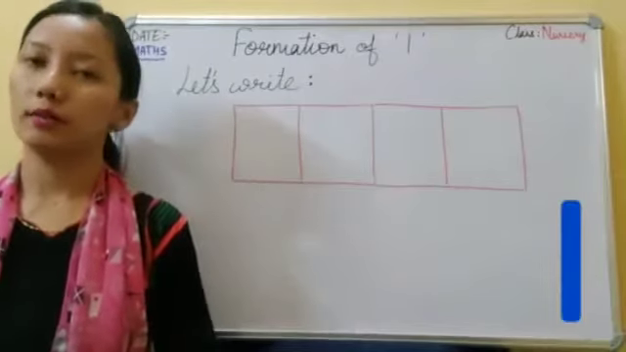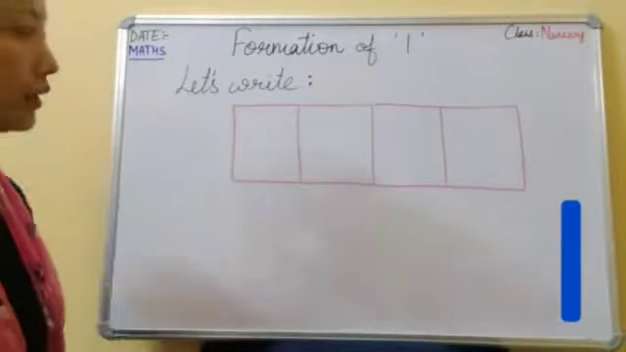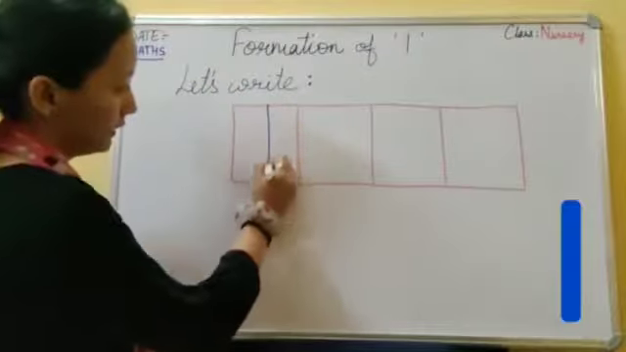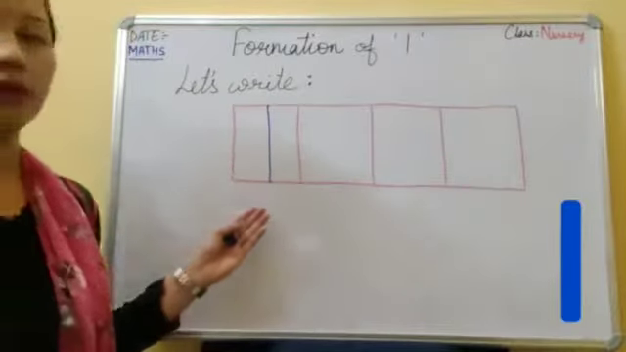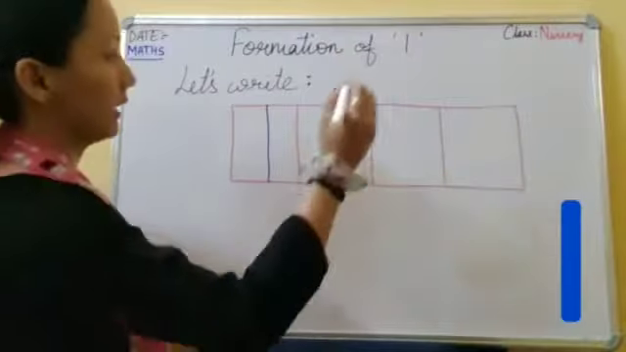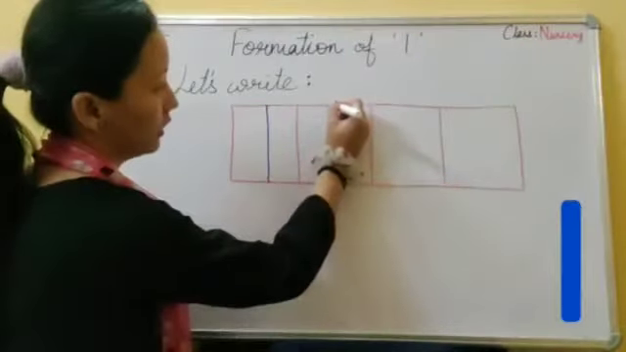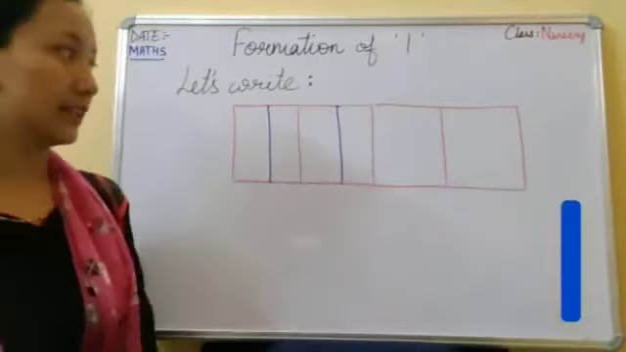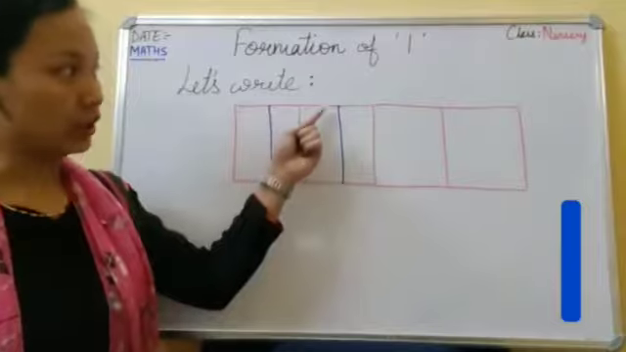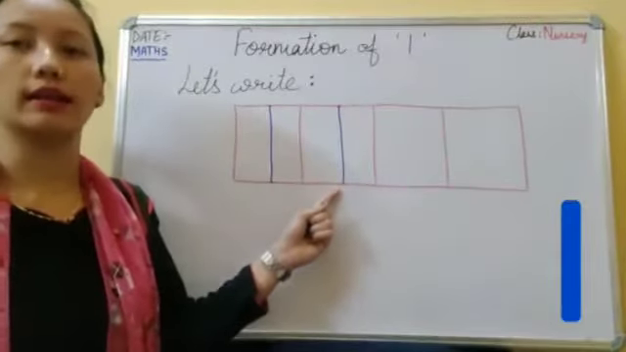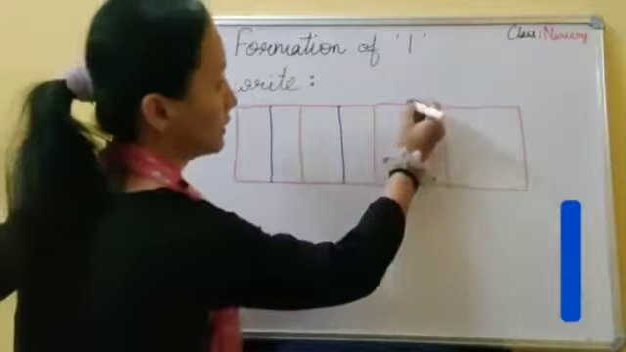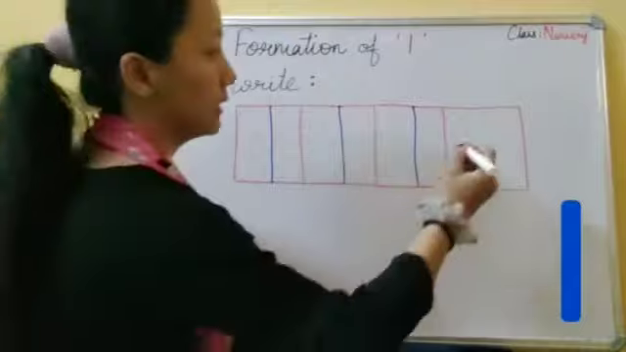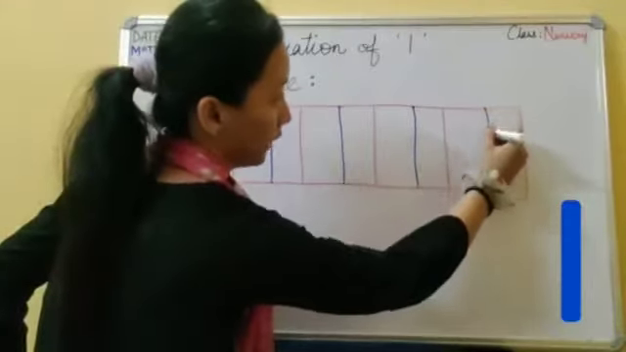Okay, students, now let's write number 1. What will you do? You will start from the top, straight down. This is number 1. Again, let's write. Start at the top and straight down. Like this. Okay, students, you will touch the top line and the bottom line. Start at the top, straight down.